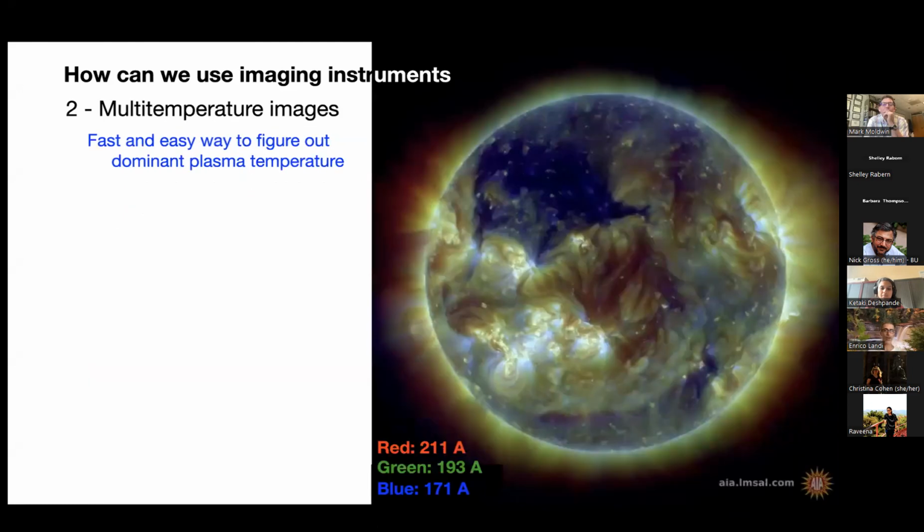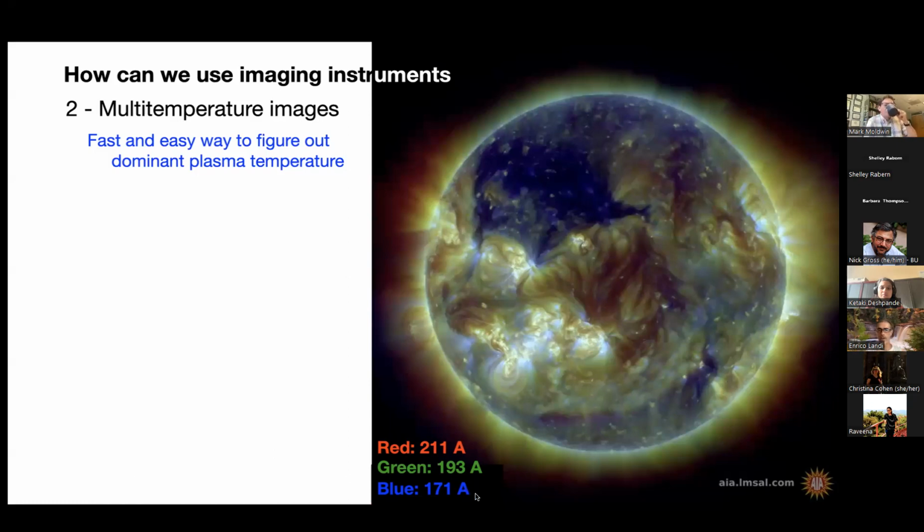Next, you can build multi-temperature images. Now, what you do, you take images taken near simultaneously, even if there is a few seconds or 1 or 2 minutes of difference, and stack them one on top of the other with different colors. Here there is an example.